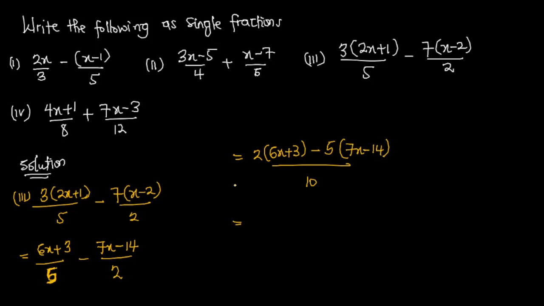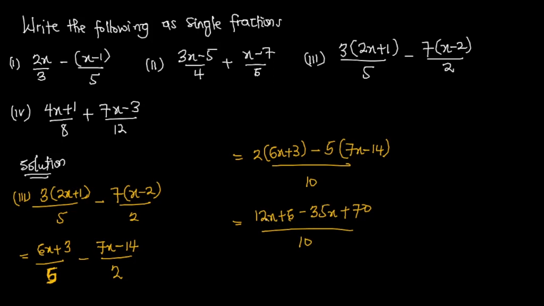So from here we can now expand the numerator over the common denominator we have, simplify the expressions and get our answer. So 2 multiplied by 6x will give me 12x, 2 multiplied by 3 will give me 6, then minus 5 multiplied by 7 will give me 35x, then negative 5 multiplied by negative 14 will give me positive 70 as my answer. So all divided by 10.